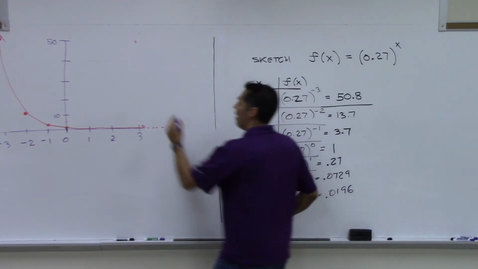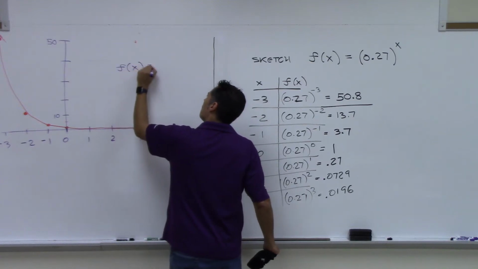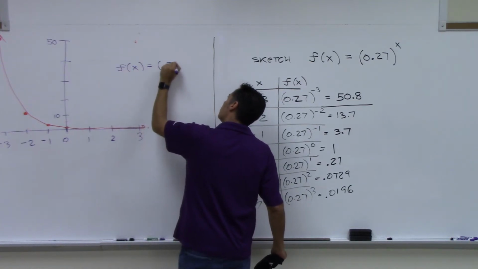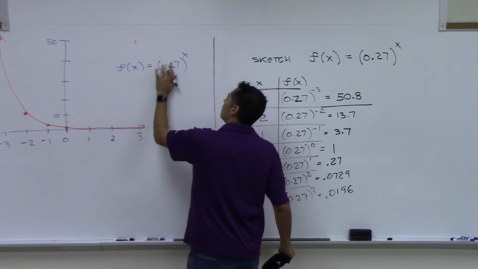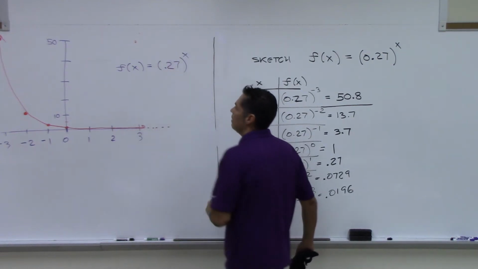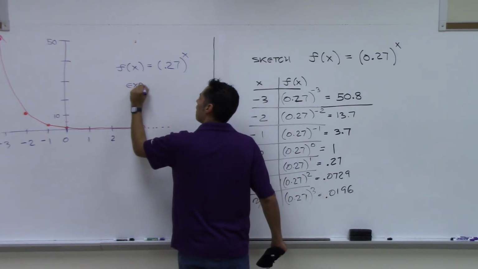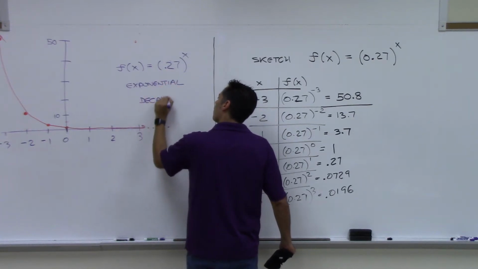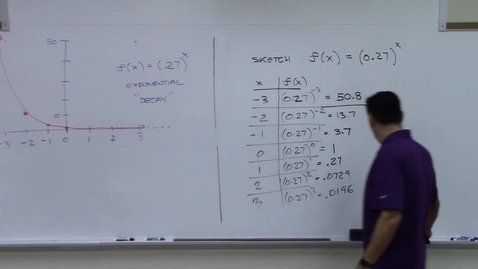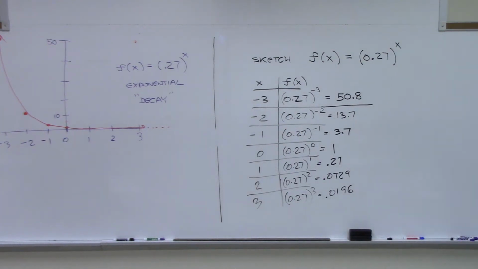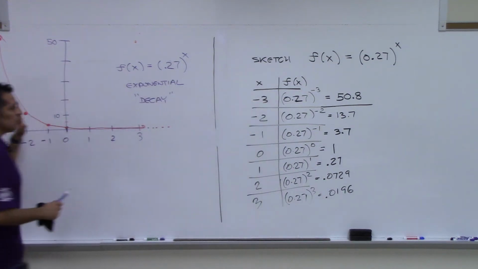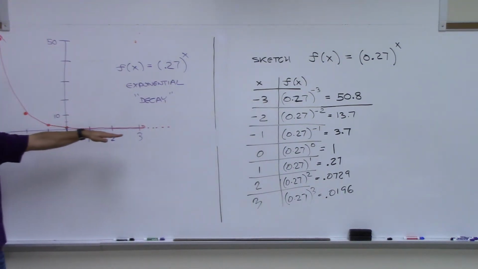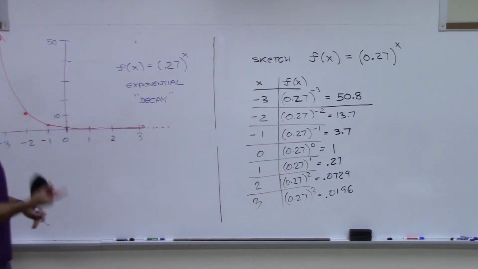And this is the graph of 0.27 to the x. All right, that's the graph of it. And this is known as exponential decay. So what's happening here is that as you move from left to right, it's going away, right? So it's decaying away. The other example we had was growth.